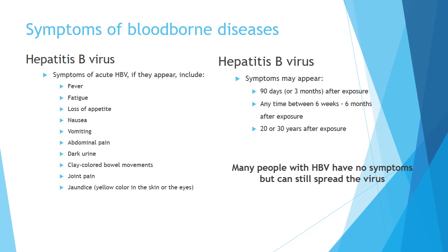Symptoms may appear 90 days or 3 months after exposure, anytime between 6 weeks and 6 months after exposure, and could even occur 20 or 30 years after exposure. Many people with HBV have no symptoms but can still spread the virus.